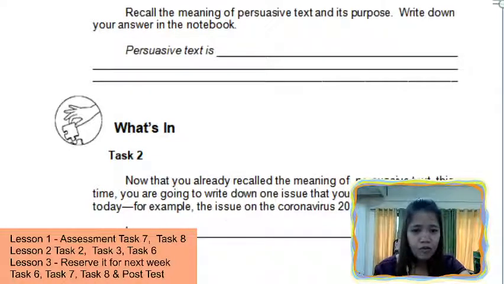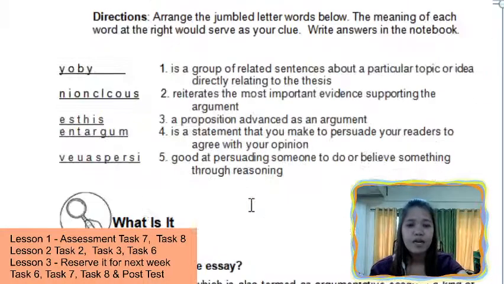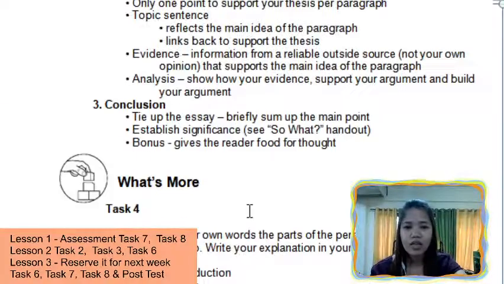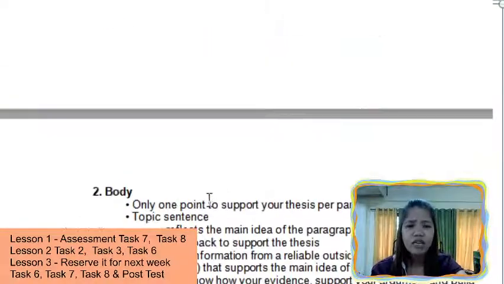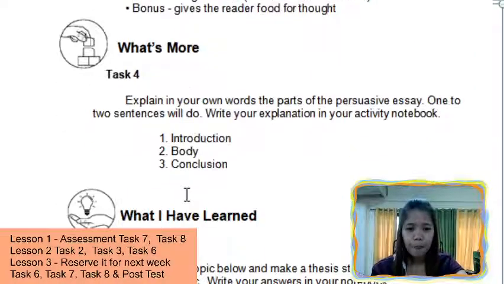Okay, now that you already recalled the meaning of persuasive text, this time you're going to write down one issue that you can see in the society today. For example, the issue on the coronavirus 2019. Paulit-ulit niyang dinidiscuss yung parts of persuasive text. Pangatlong discussion na to since we started. So, I believe we don't have any problem with that anymore.